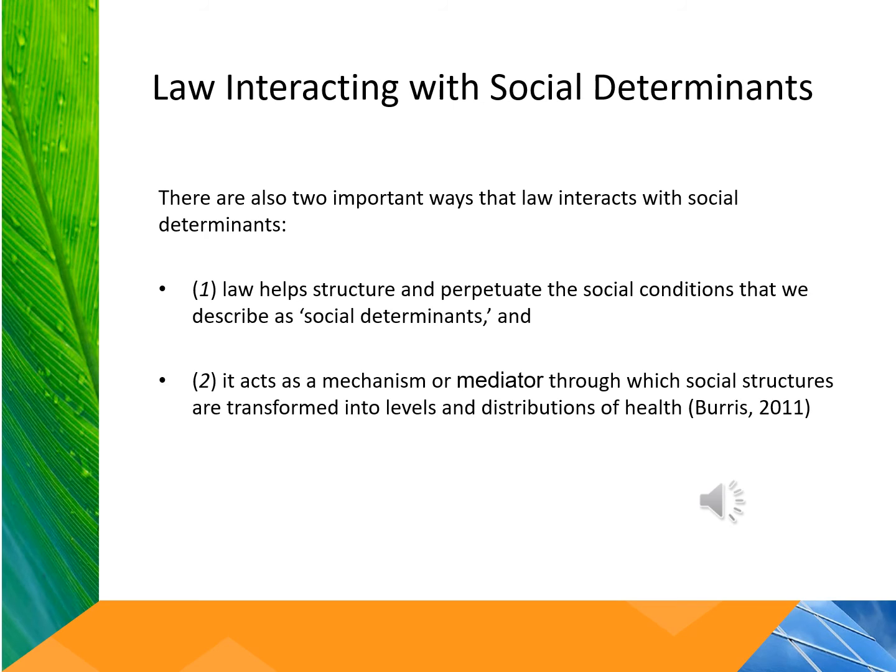There are 2 ways that the legal system can interact with social determinants of health. One, it can be a structure to help perpetuate the social conditions that we describe in our social determinants, or it could be a mechanism or a mediator through which social structures are transformed into levels and distributions of health more equally across all barriers.